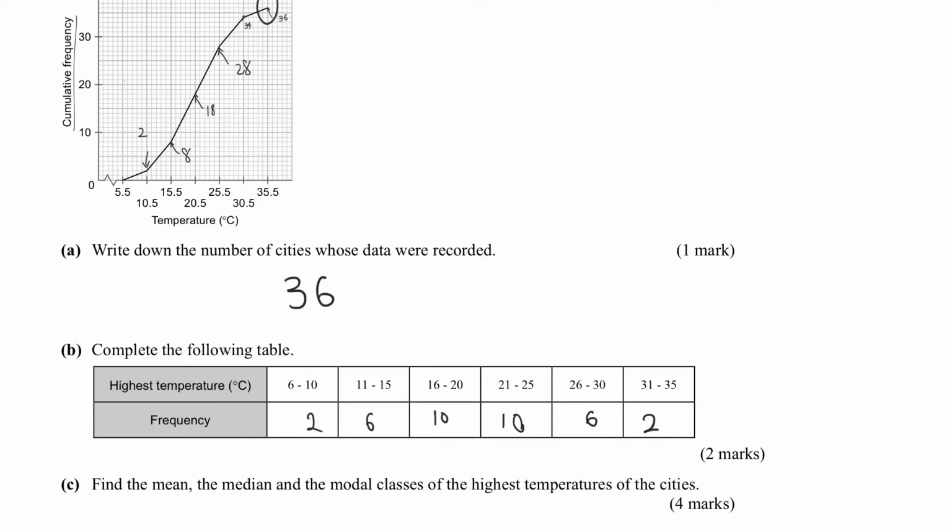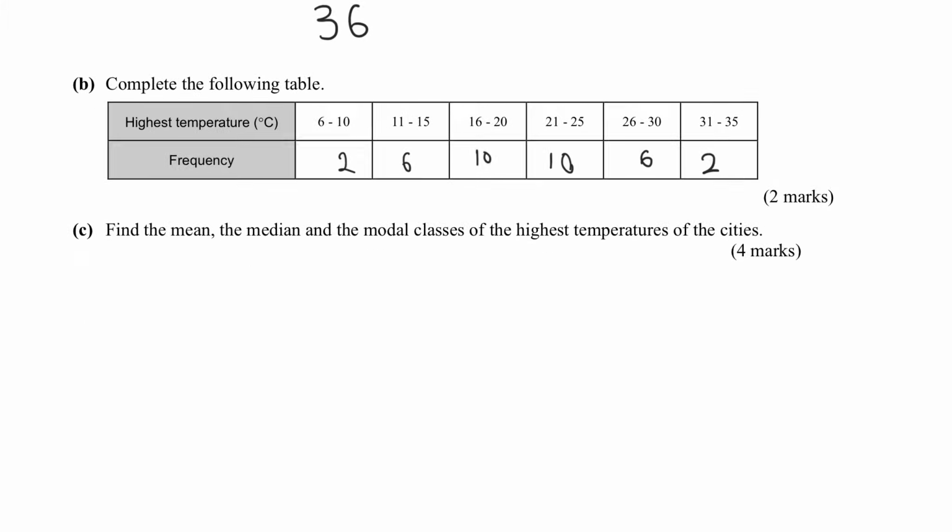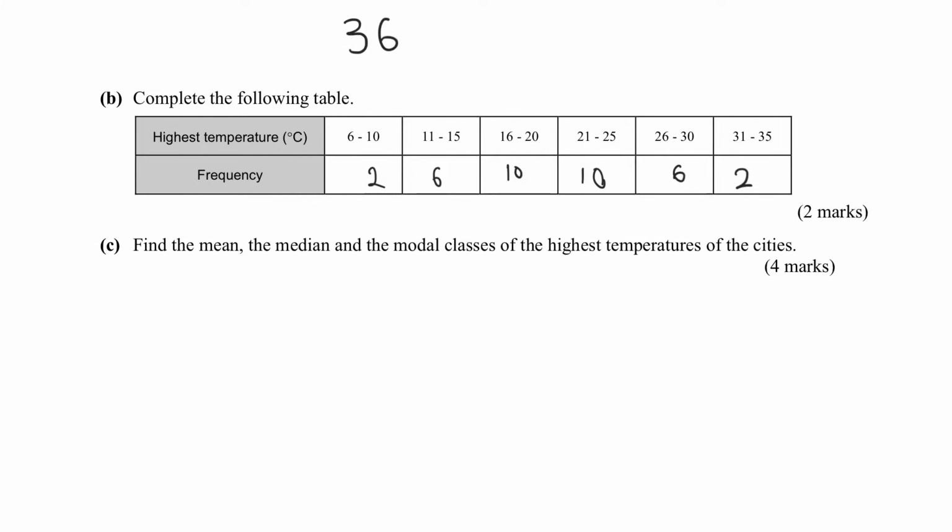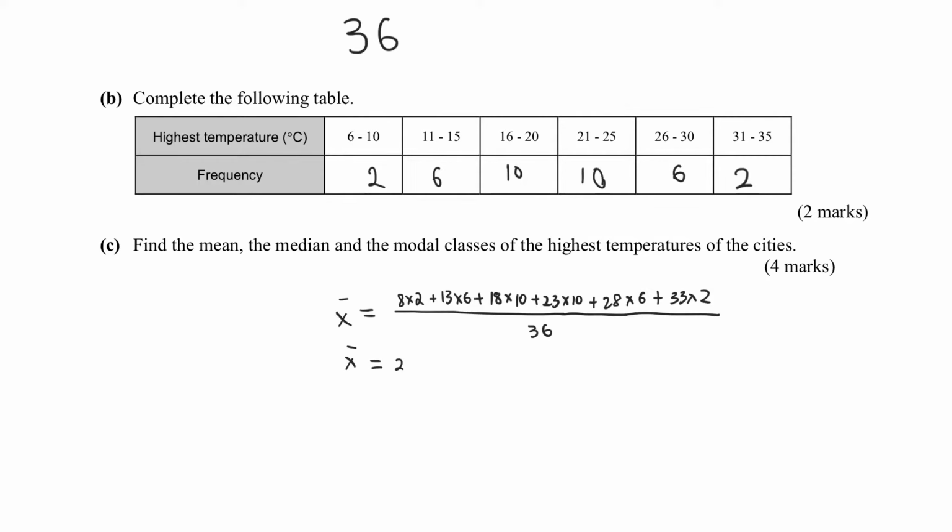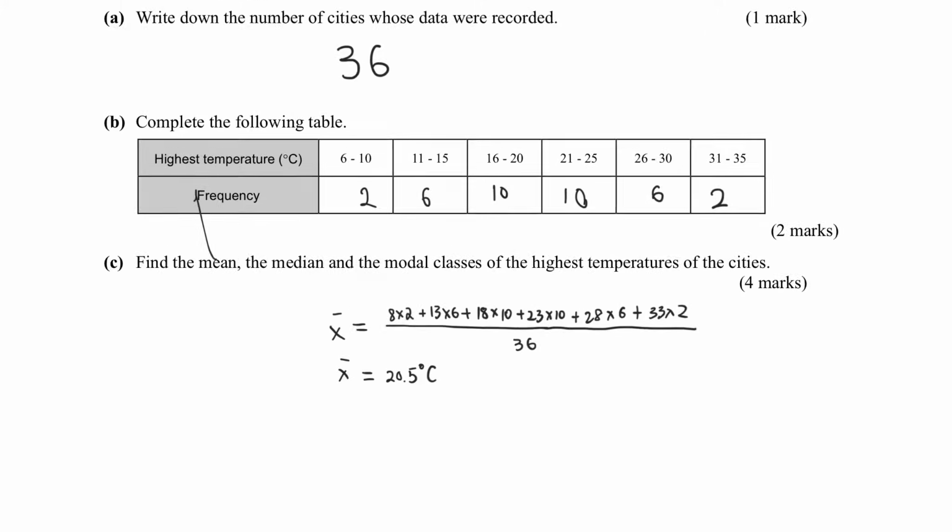This is 6 and 2, and then when you're going to find out the mean, median, and mode, basically you just add them all together. For the mean, you look for the class mark, so you have x equals 8 times 2 plus 13 times 6 plus 18 times 10 plus 23 times 10 plus 28 times 6 plus 33 times 2. So for the total, that will be 36. So we divide it by 36, which will give you the mean equals 20.5 degrees Celsius.